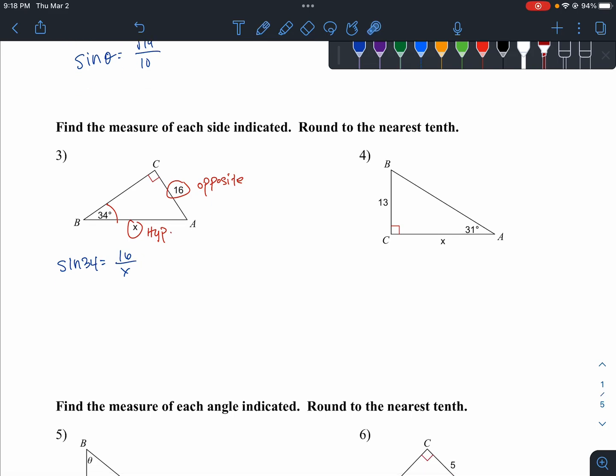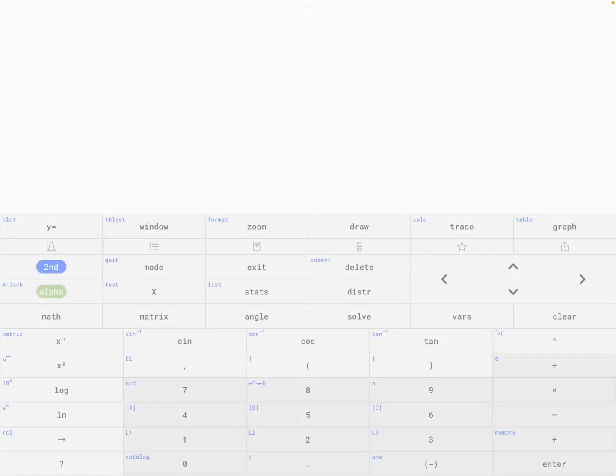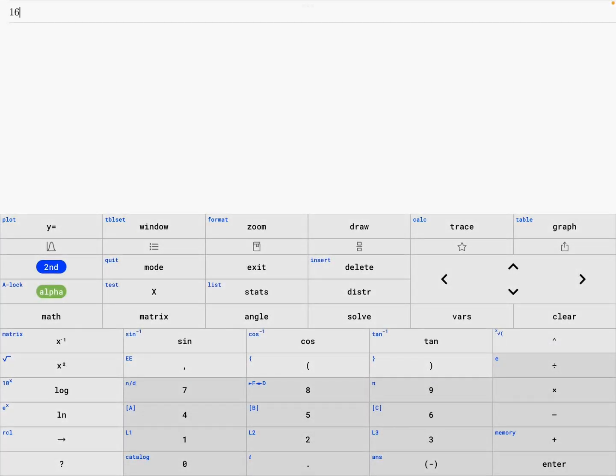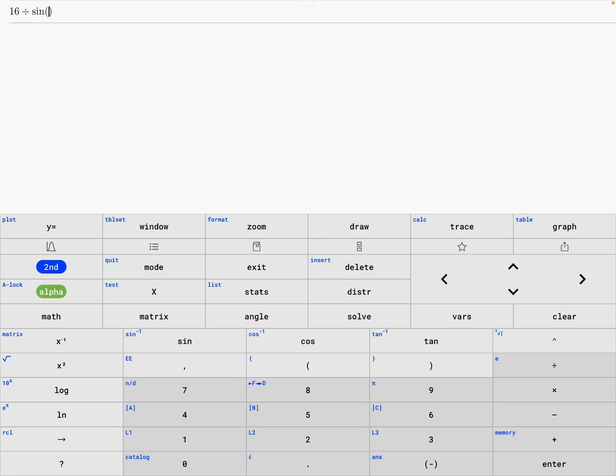Okay, now let's solve for x. So let's get it out of the denominator, and multiply both sides by x. So I get x sine of 34 is equal to 16, because these are going to cancel. And then I divide by sine of 34. So x is equal to 16 divided by sine of 34. Let's go ahead and calculate that. So 16 divided by sine of 34. Alright, so we get that x is equal to 30.24.